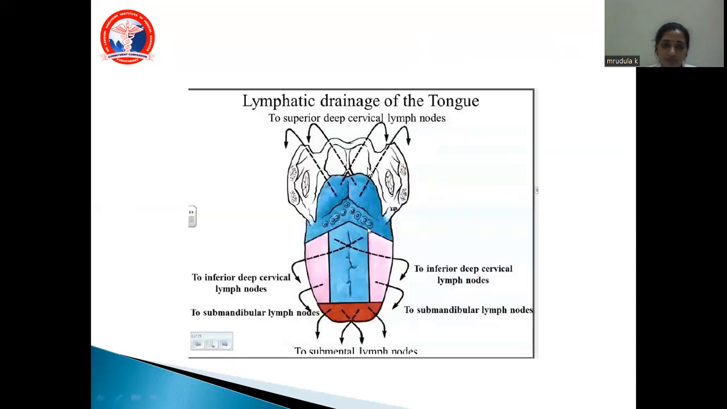So this is the lymphatic drainage. You can see the posterior part is going into the superior deep cervical nodes, and there is a crisscrossing of lymphatic supply. That is, there is no strict ipsilateral lymphatic drainage. Lymphatics from either side will drain into both sides of the neck. Okay, so from the posterior mid part of the tongue to the inferior deep cervical nodes, and the lateral part to the submandibular, tip to the submental nodes.